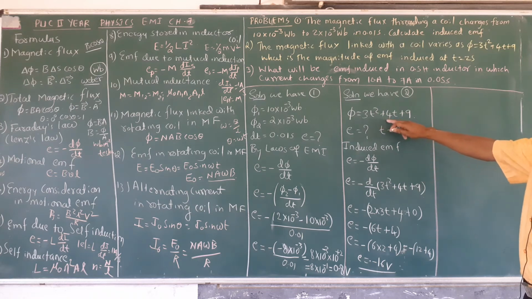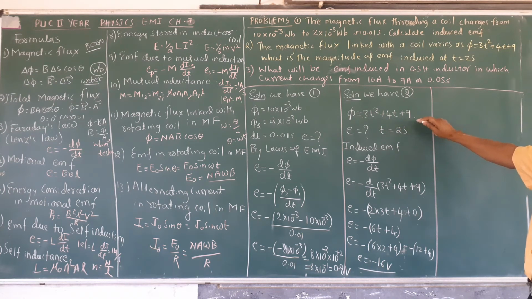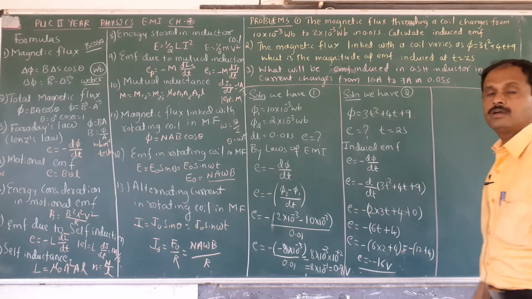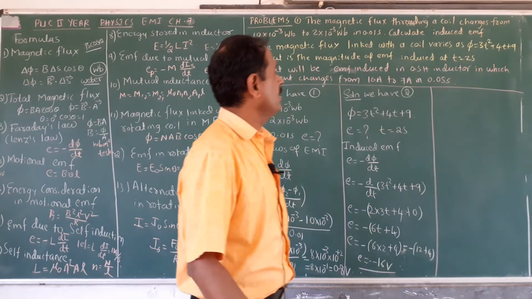Here the flux varies in the form of an equation with respect to time. It is given like this, and you have to calculate whatever EMF is induced in the coil.